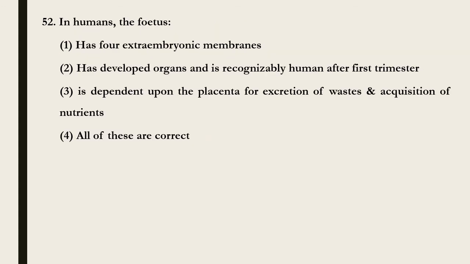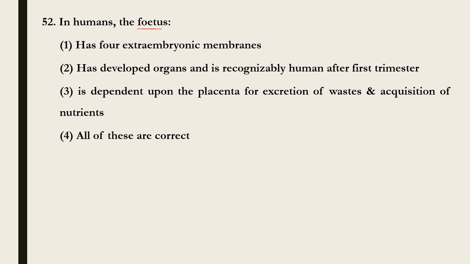Question number 52. In humans, the fetus has 4 extra embryonic membranes, has developed organs and is recognizably human after first trimester, and is dependent upon the placenta for excretion of waste and acquisition of nutrients. Are all of these correct? So after the third month of pregnancy, or 12 weeks, the embryo is considered as the fetus.